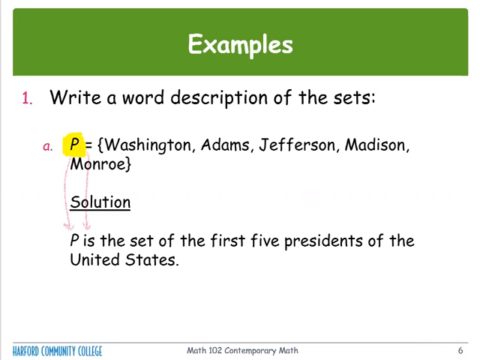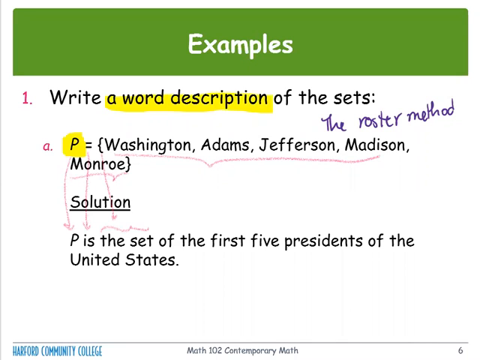P is the name of the set, the equal sign means is, and then the curly bracket, starting by saying the set of what? Let's see what the common property of all the members listed here is. The one that is provided is called the roster method. The roster method is given and you are asked to write the word description form of the set.